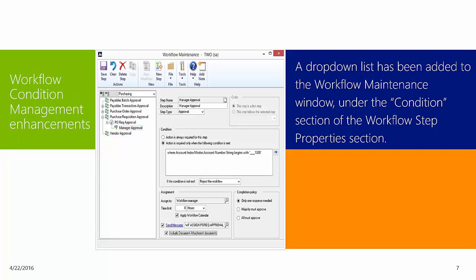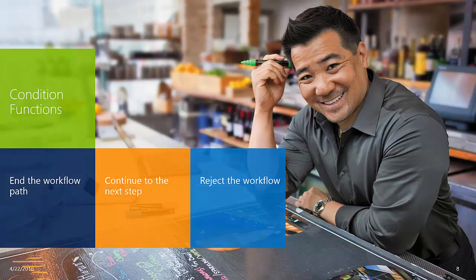A drop-down list has been added to the workflow maintenance window under the conditions section of the workflow step properties section. Right here, if the condition is not met, in this scenario they have reject the workflow set. Condition functions. End the workflow path.